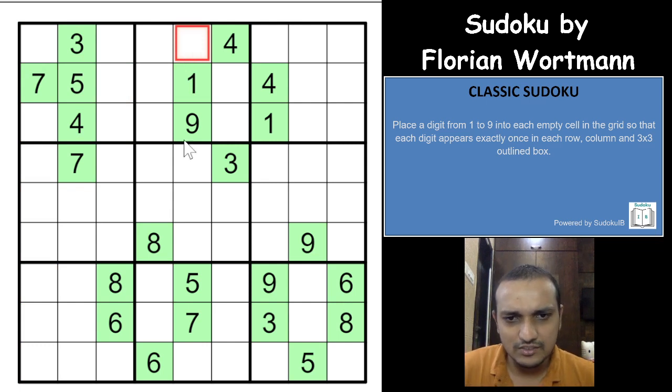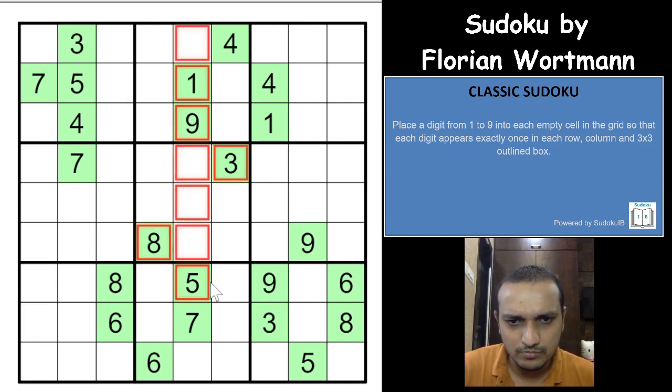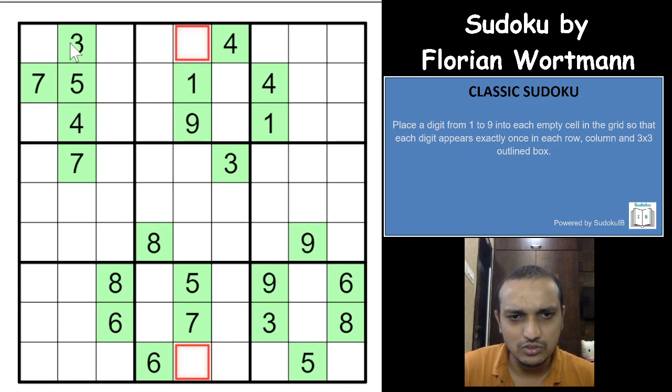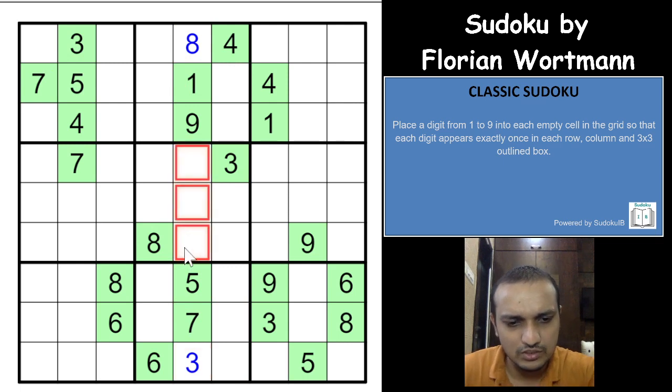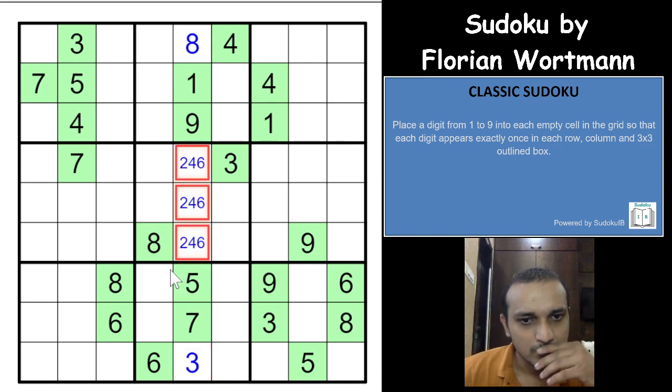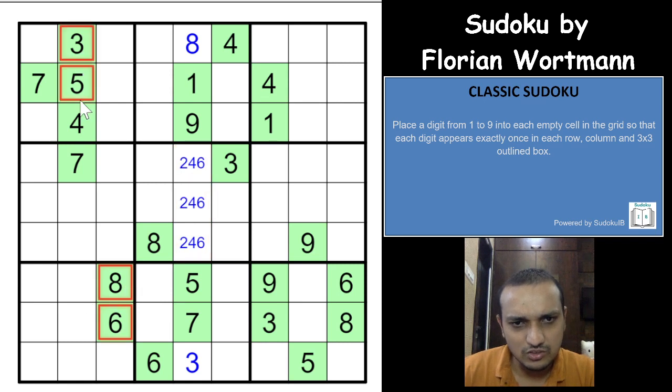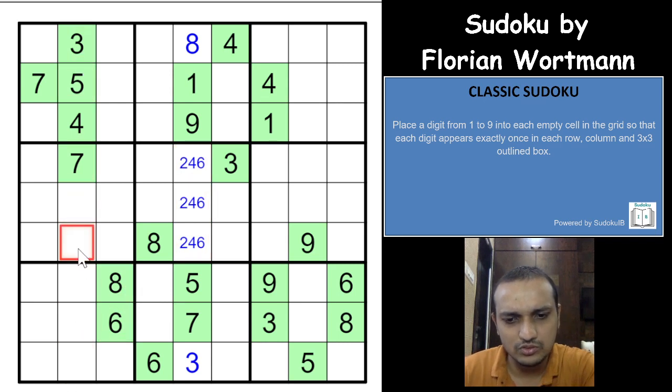So as the start, I see here 8 and 3 in this column can only be in these two cells. So you have a 3 here, that gives you an 8, and a 3 here, right? So these are 2, 4 and 6. Same way, 8 and 6 in this column can only be in these two cells. So this is 6, this is 8.